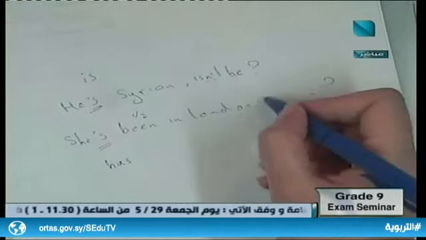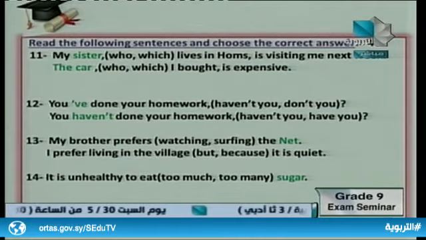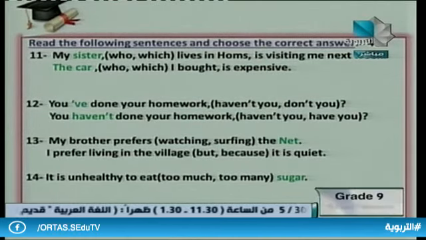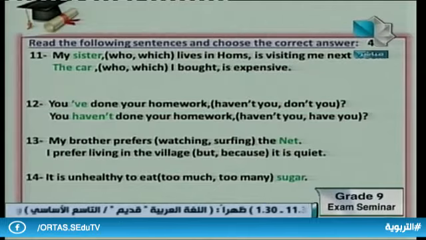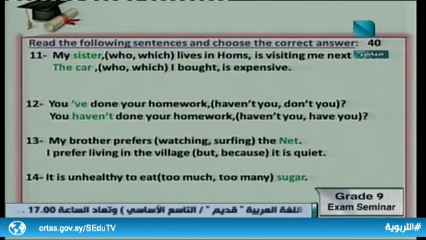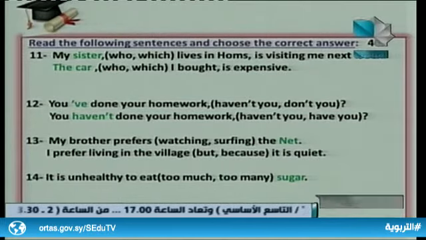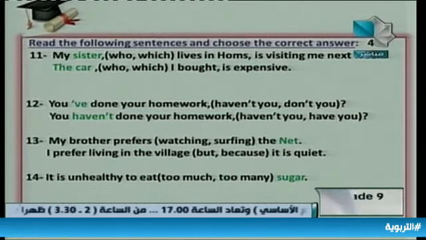Now let's go back to our exercise, number 14. It's unhealthy to eat too much or too many sugar. Here, the rule is about countable and uncountable nouns: when to use too much and when to use too many. We use too much with uncountable nouns like sugar, because we can't count sugar. Like rice, coffee, noise. With such words, we use too much because these words are uncountable.